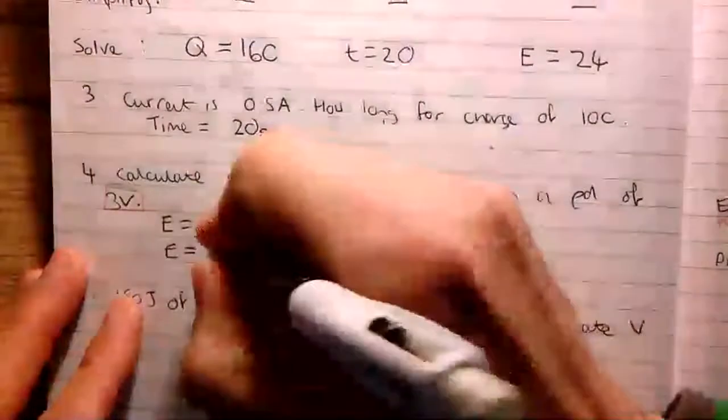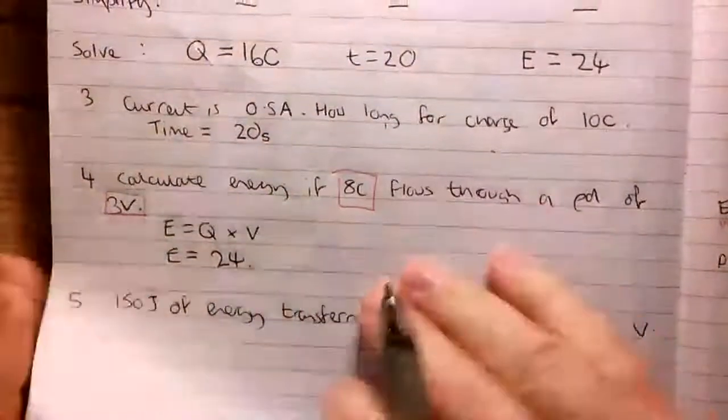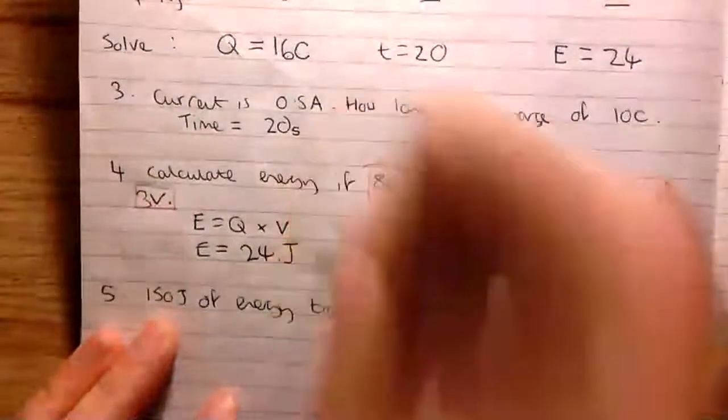Coming down the bottom, 24. It's energy though. What do we measure it in? We measure it in joules. So the answer is 24 joules.